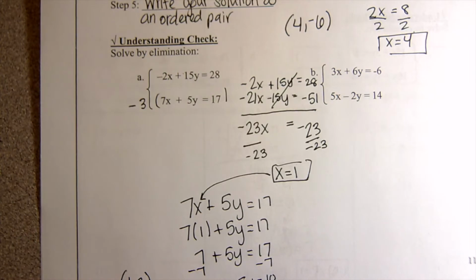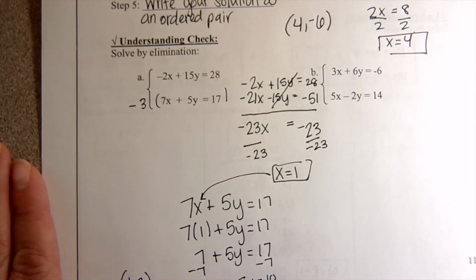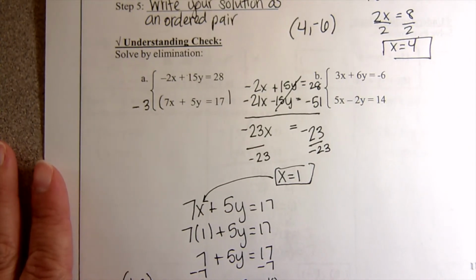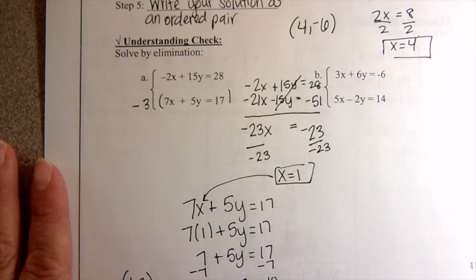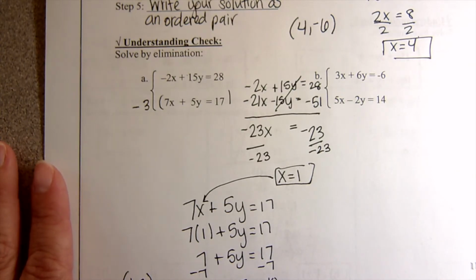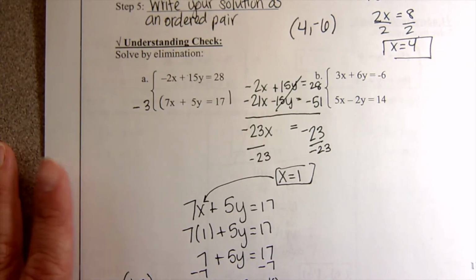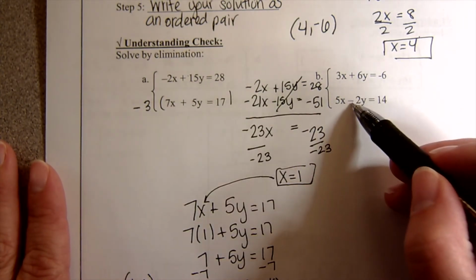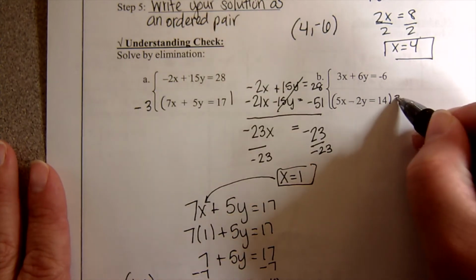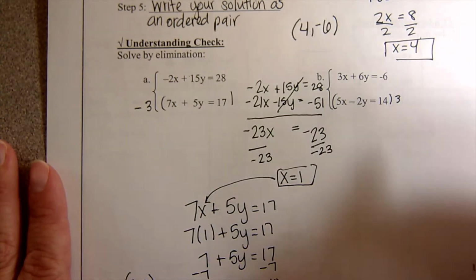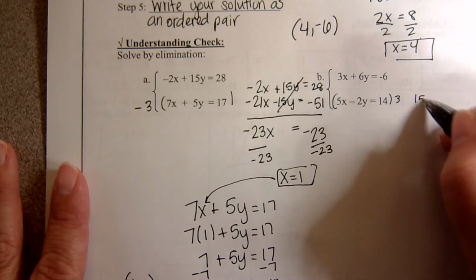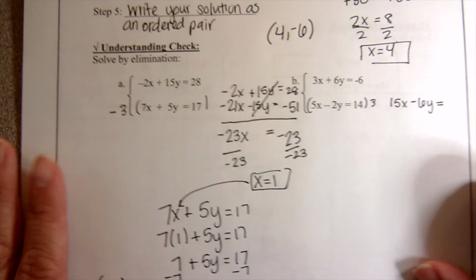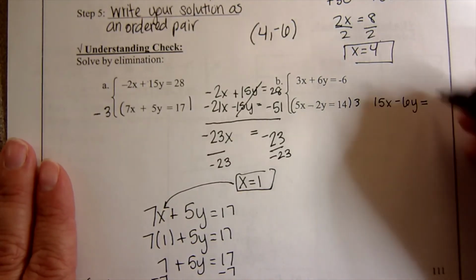Does that help? Yeah. Okay, which one do we want to eliminate? Y. What is the number that we're trying to get both of them to be? 6. So what do I need to multiply the bottom by? 3. Positive or negative? Positive. Notice that these signs are already opposite, so I just need to multiply by a positive 3. So if I multiply by a positive 3, that is 15x minus 6y equals 42.